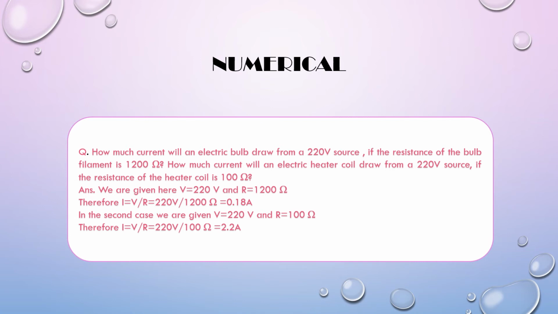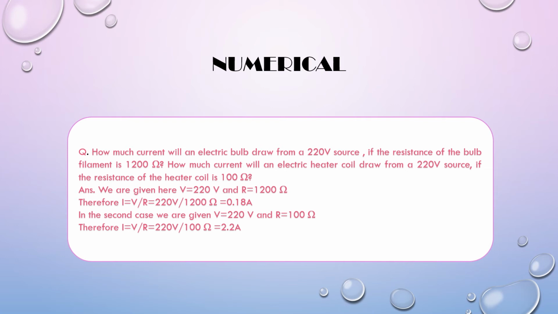Now coming to numericals. How much current will an electric bulb draw from a 220 volt source if the resistance of the bulb filament is 1200 ohm? How much current will an electric heater coil draw from a 220 volt source if the resistance of the heater coil is 100 ohm? You are given here V is 220 volt and R is 1200 ohm.